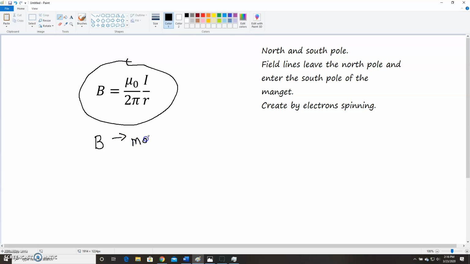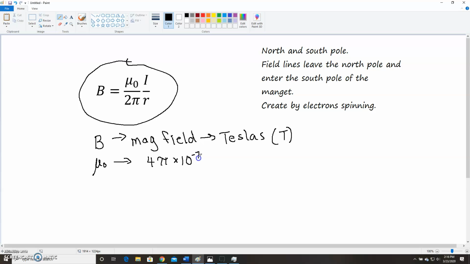and we measure the field in Teslas, abbreviated with a capital T. To give you some perspective, the Earth's magnetic field is about 45 microteslas, so 1 Tesla is quite a significant amount of magnetism. Mu naught is a fundamental constant. This is the magnetic permittivity. Loosely translated, it explains to you how effectively the magnetic field travels through a medium. For vacuum, mu naught is 4 pi times 10 to the negative 7th.